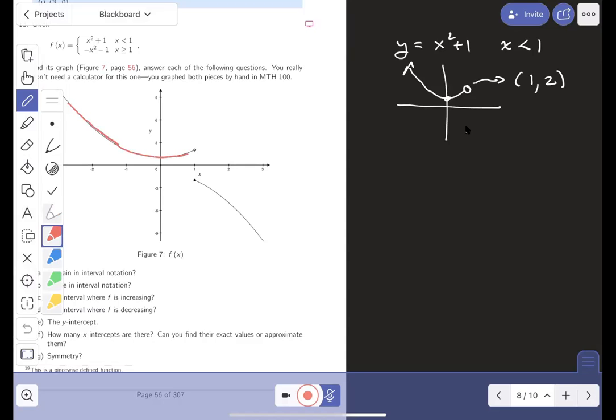There's an open circle over here. All right, let's do the next section of the curve. What's the next section of the curve? Y equals minus x squared minus 1. Well, if I were to graph that guy out, that would look like this. It's a downward facing parabola, and with the understanding the vertex is there.